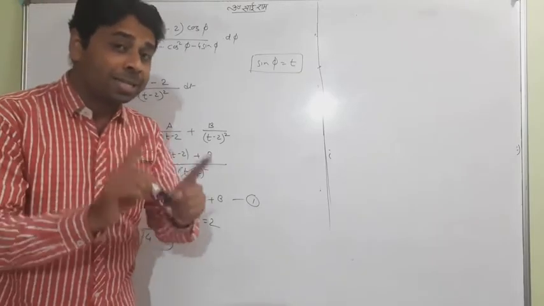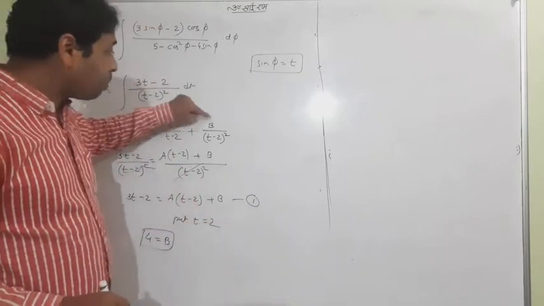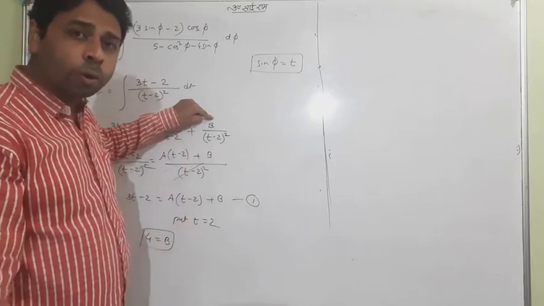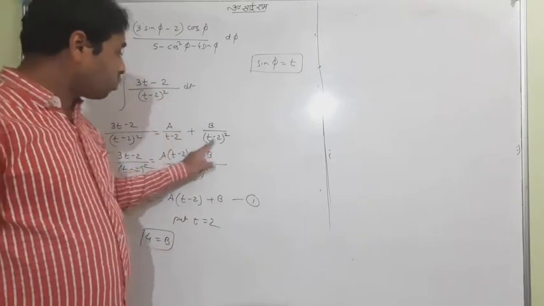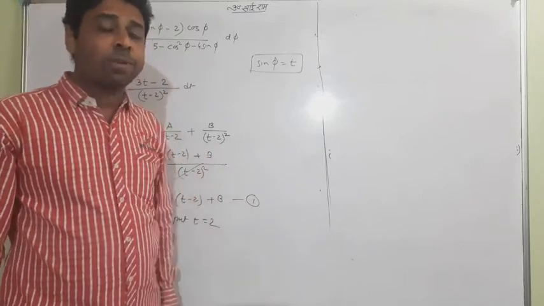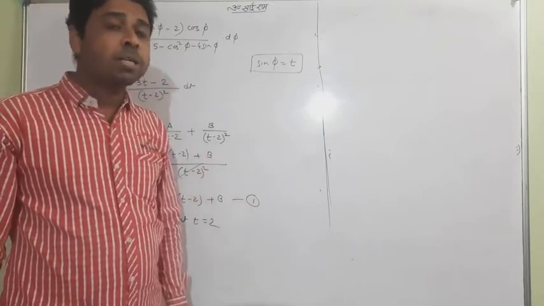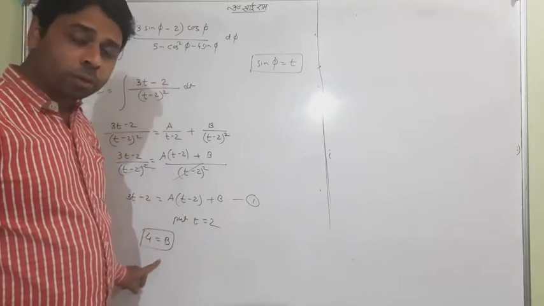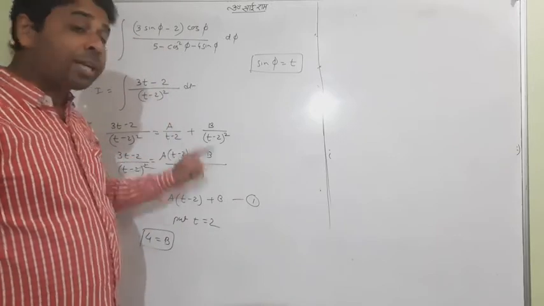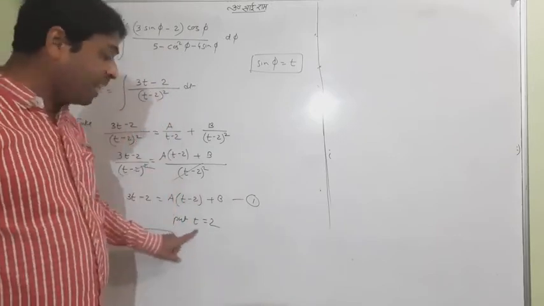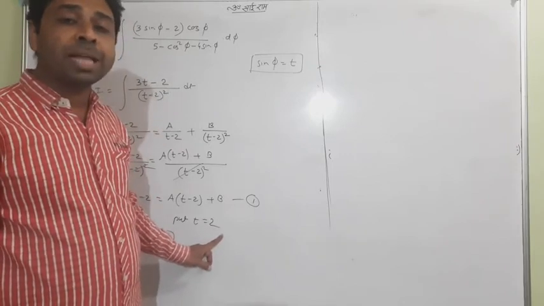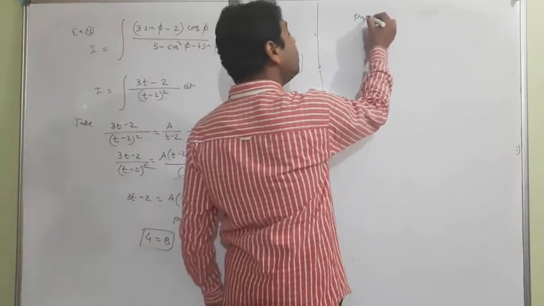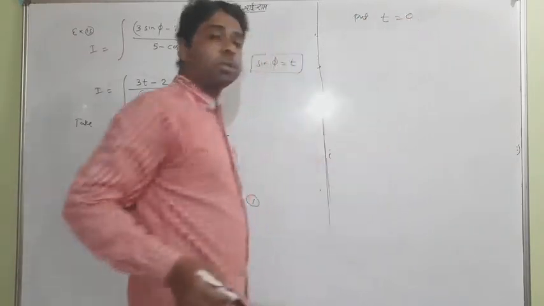And the same sentence I will repeat. A and b, we had two unknown quantities. One quantity we have found. T minus 2, only one kind of factor we had. So with the help of that linear factor, we got one unknown quantity. The second quantity can be found out by putting any value of t except 2. You are independent for t that time. So put the easiest value, t equal to 0.